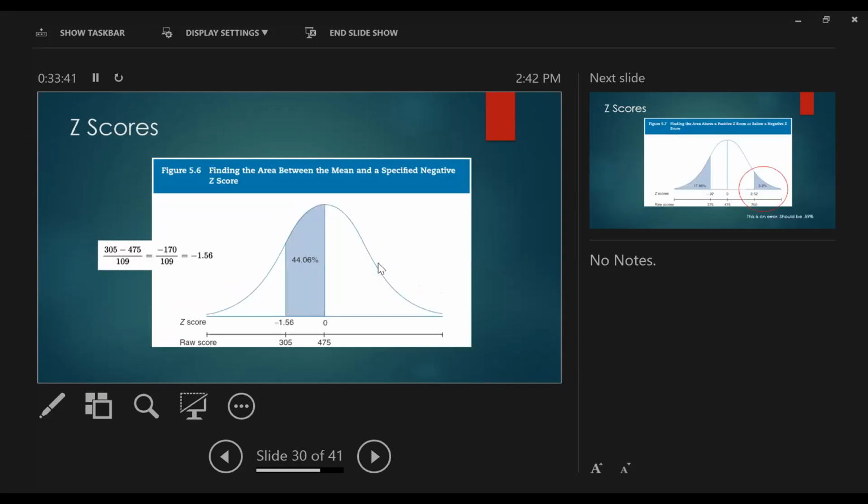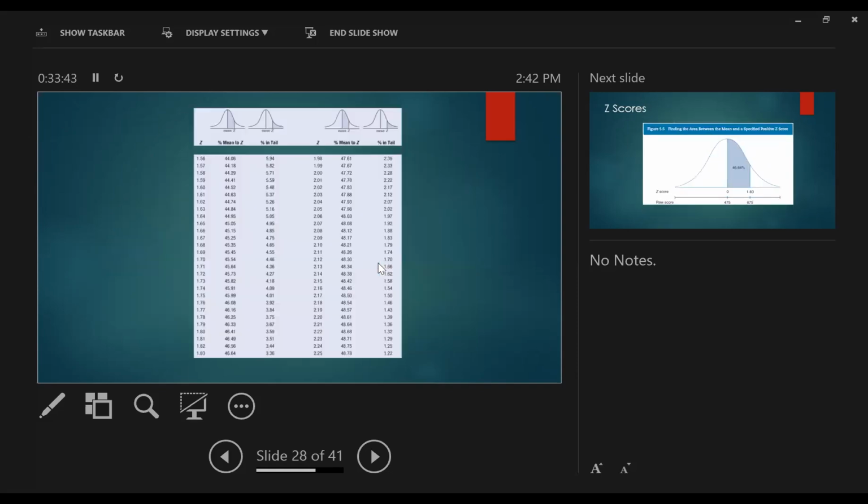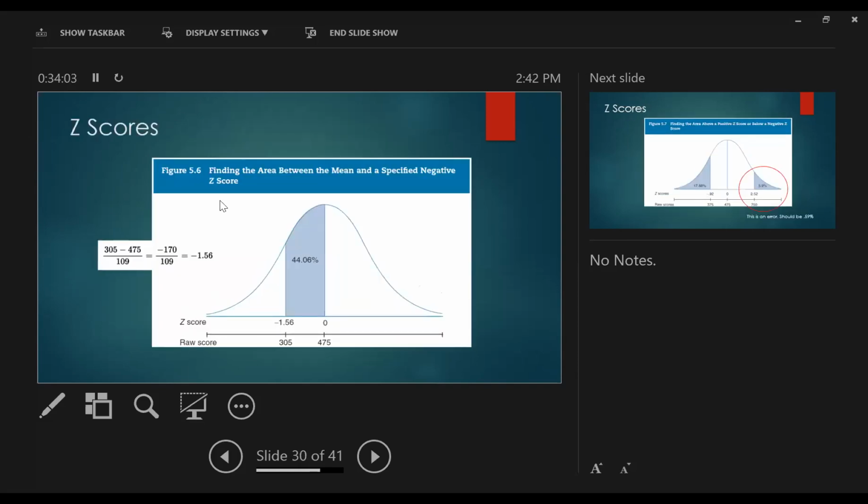So let's go back into the chart. What is the 1.56? Here it is, 1.56 is right here. Now, whether it's negative or positive does not matter because the area under the curve is never going to be negative. So for 1.56, the percentage from mean to z is 44.06. So let's go back again to where we were. Here it is, 44.06% falls in this range.